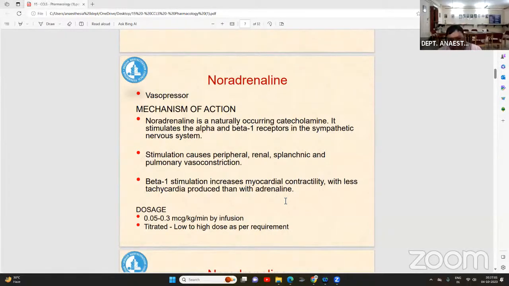The dosage is 0.05 to 0.03 micrograms per kg per minute as an infusion. You have to titrate from low to high dose as per the requirement, depending on the scenario. If you are not getting an adequate pulse or adequate BP, you can increase the dose of noradrenaline.